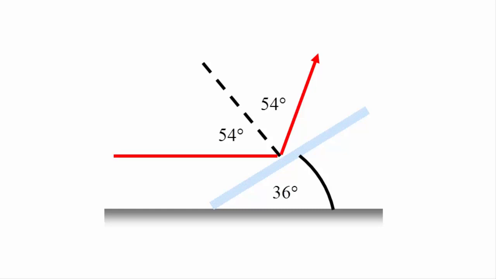For the previous question, the angle of the reflected ray is 54 degrees with respect to the normal of the mirror surface. Thus, the reflected ray must be 90 degrees minus 54 degrees plus 36 degrees, or being equal to 72 degrees with respect to the horizontal surface.